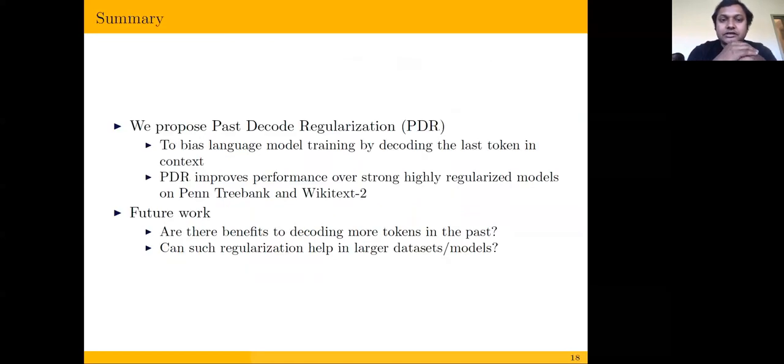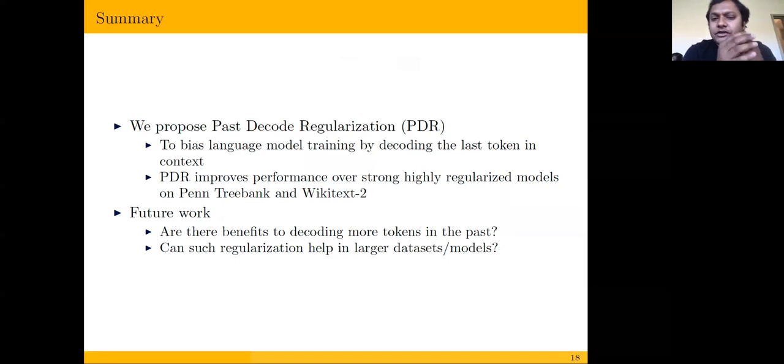That's pretty much it. So essentially what we propose is a new regularization term for language modeling, which tries to decode the last token in the context from the next token probability distribution. It introduces very few extra parameters, and yet we show through extensive experiments that across the board it does help in biasing the language model in directions which lead to lower perplexity.